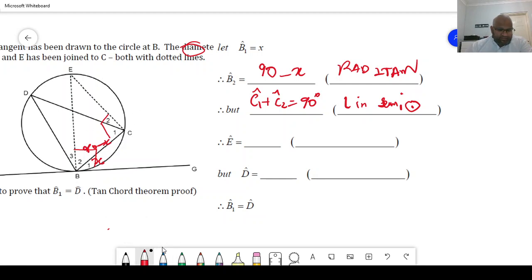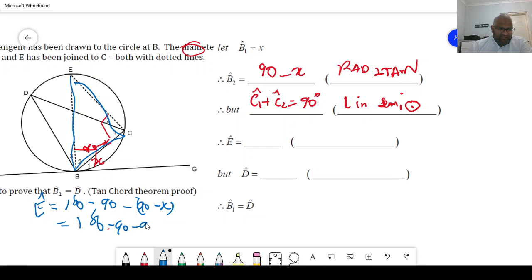Now if you look at this here, in this triangle EBC, we have 90 degrees there, and we have 90 minus x here. So angle E is equal to 180 degrees minus (90 degrees minus 90 degrees minus x). Why a bracket there? Because of the negative. More than one term following a negative sign must go in a bracket. So just multiply that out, it's going to give you 180 minus 90 degrees minus 90 degrees plus x. So 180 minus 90 minus 90 is 0. So angle E is equal to x.